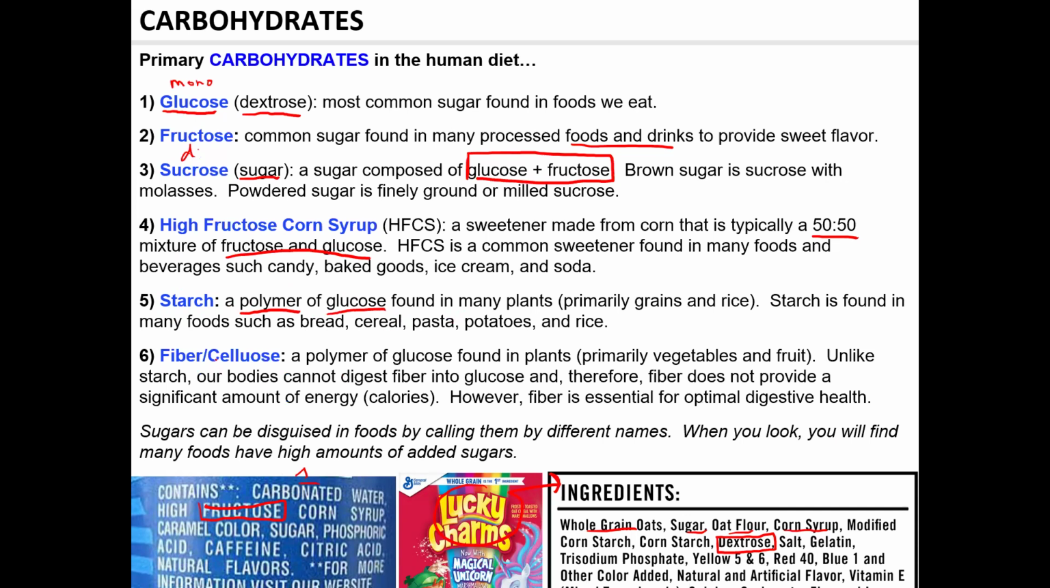And then finally, our fiber and cellulose right here can be found in plants and are primarily used for structure for them. One thing that's important when it comes to fiber is that our body can't really digest this into glucose. So what's going to happen is it's going to help with our bowel movements. Again, it's going to be optimal for digestive health.